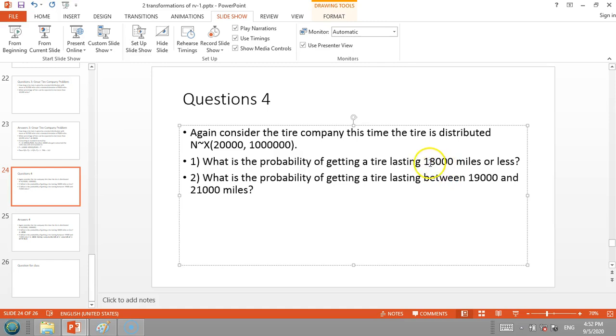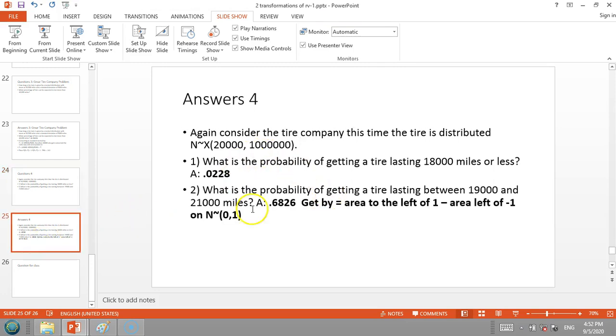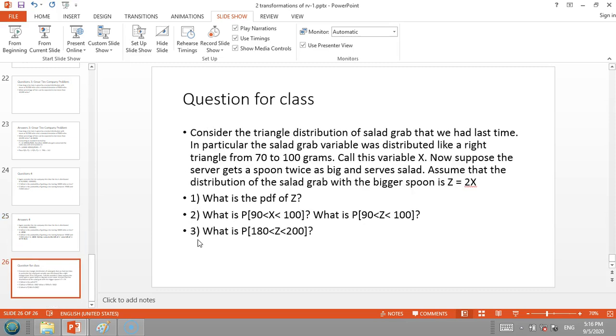What is the probability of a tire lasting 18,000 miles or less? What is the probability of getting between 19,000 and 21,000? Okay. So again, this implies the standard deviation is 1,000. Do this problem on your own. Try to figure it out. Here I specify the answer. Okay. And lastly, let me just write a prompt for you that we'll discuss in class.